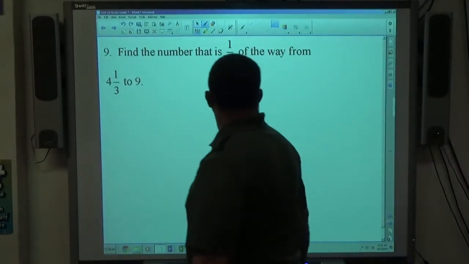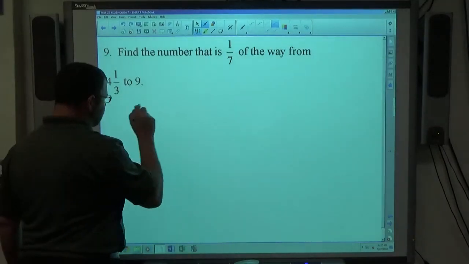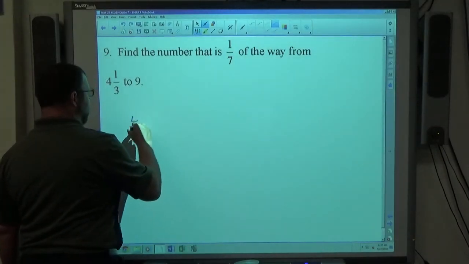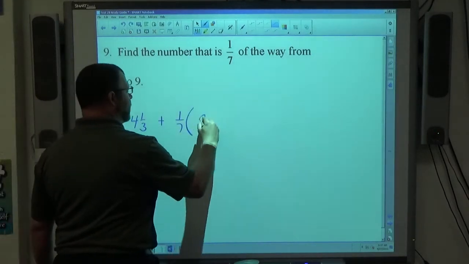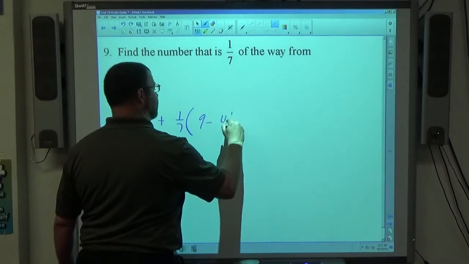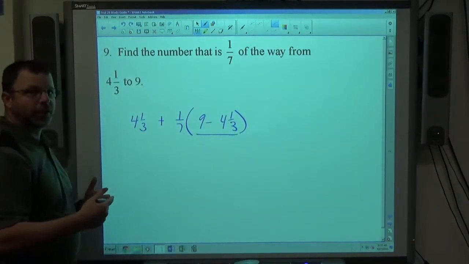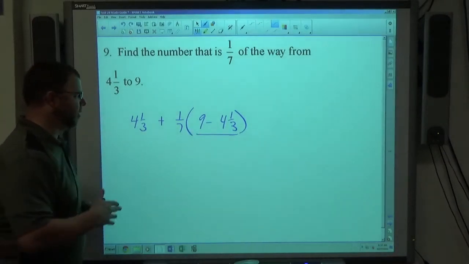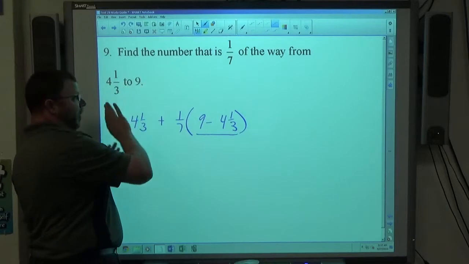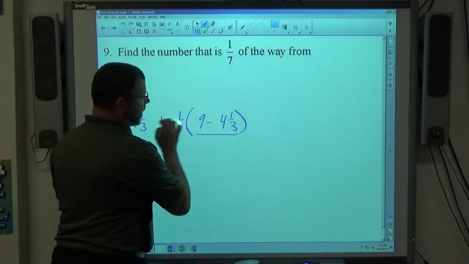Number 9, find the numbers 1/7 away from 4 1/3 to 9. So we're going to start at 4 1/3. We're going to go 1/7 of the way from 4 1/3 to 9. Okay, 9 minus 4 1/3 is the directional distance. So if I do this minus that, that gets me exactly how far it is and in the right direction. So we're going from small to big, so we're going in a positive direction. This will be positive, and that's the exact distance between.